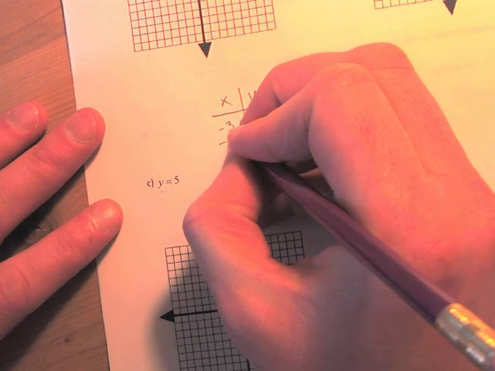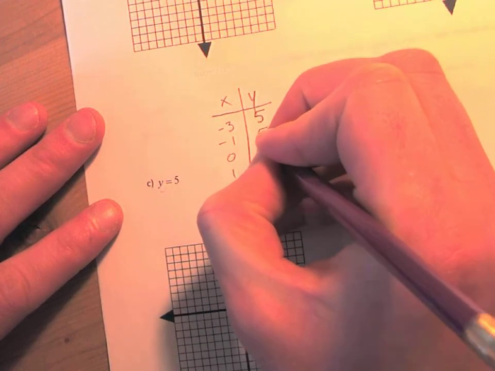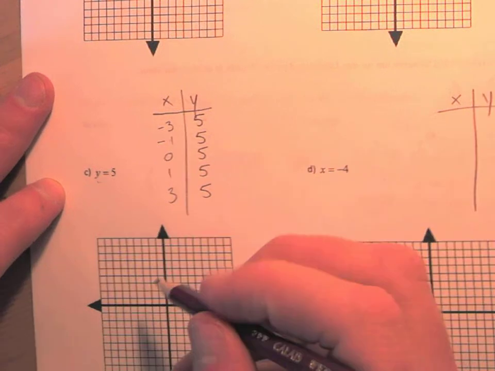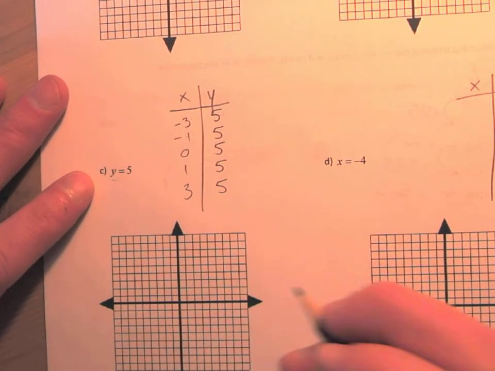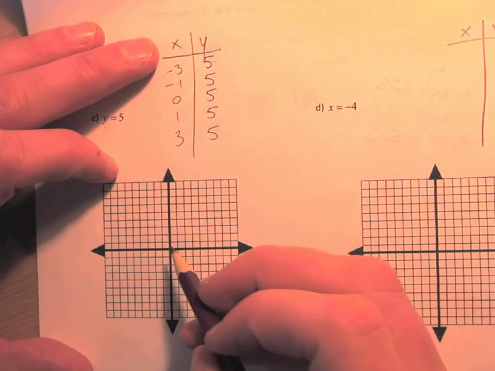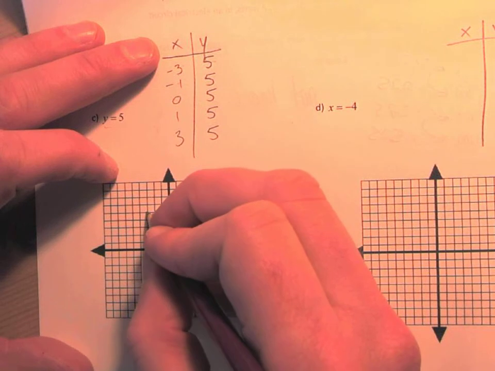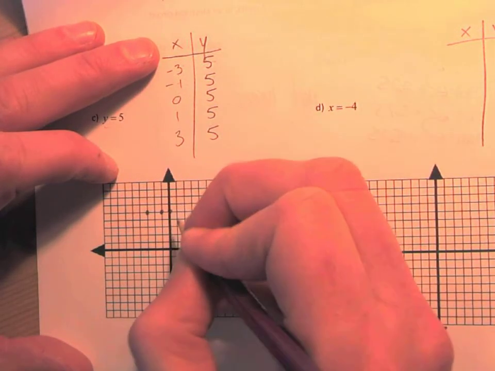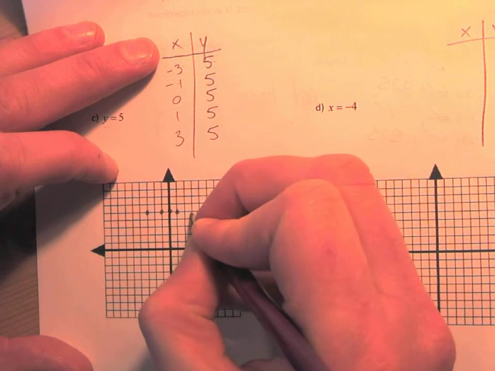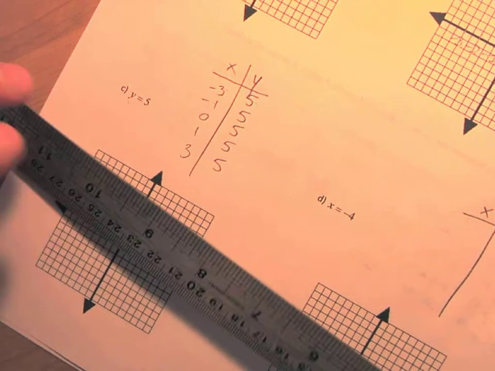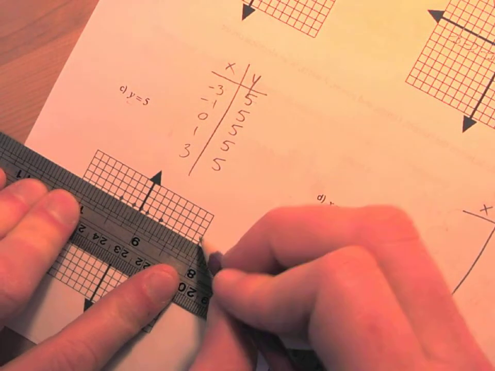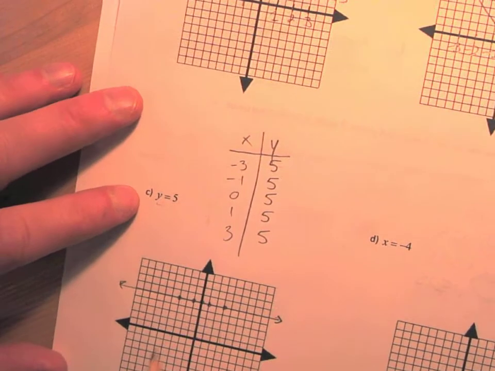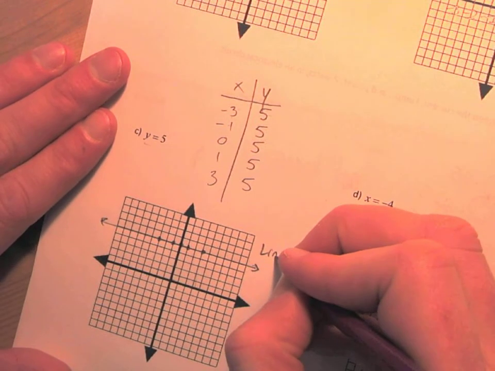So if I say when x is -3, what's y? Well, y is always 5. So I just say it's always 5. So now I can do each of these points again. -3, 5. I'll just make each one worth 1. So -3, 5, -1, 5, 0, 5, 1, 5, 3, 5. And then I can draw a straight line here through all the points, so therefore it's linear.